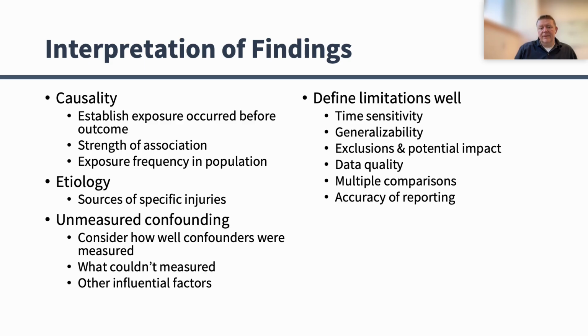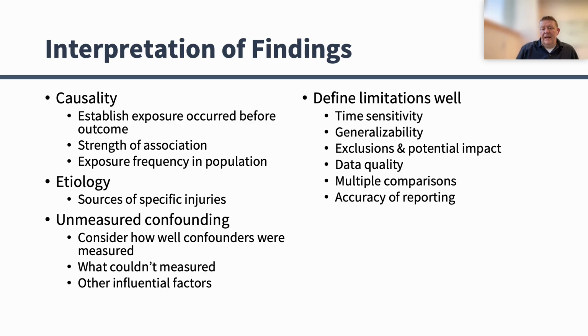We have to consider the strength of the association. Just because something's not statistically significant doesn't mean there's not an association. There might be an elevated odds ratio that suggests an association, but maybe we didn't have the study power or sample size to truly observe that as a statistically significant observation.